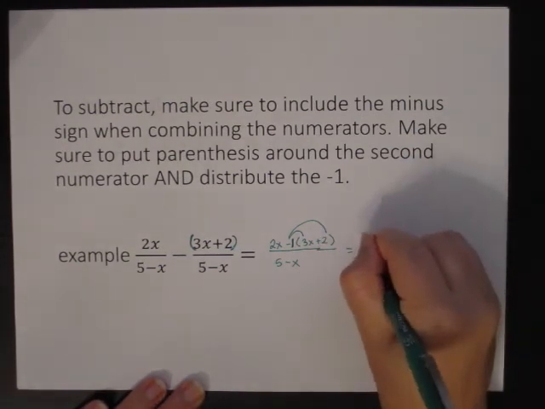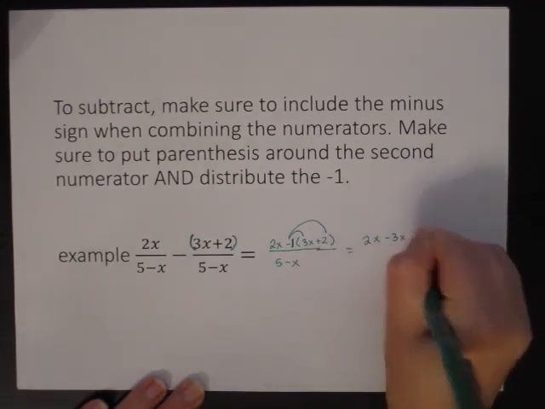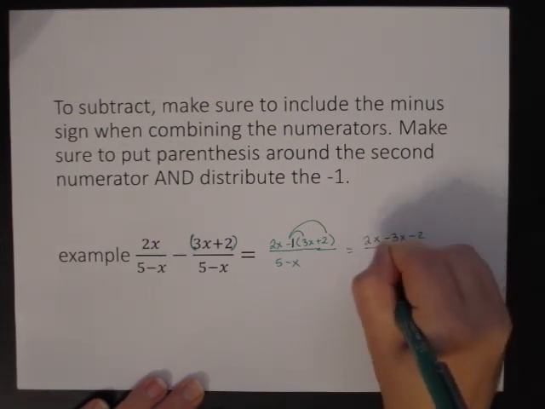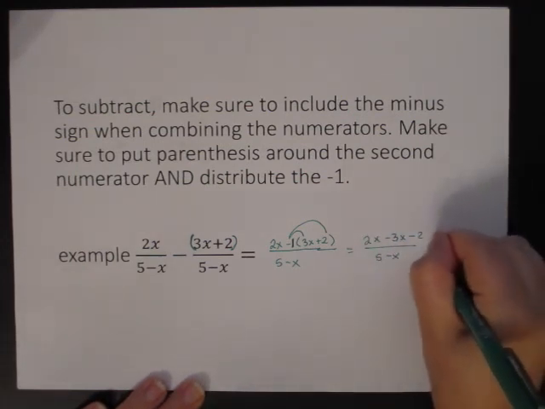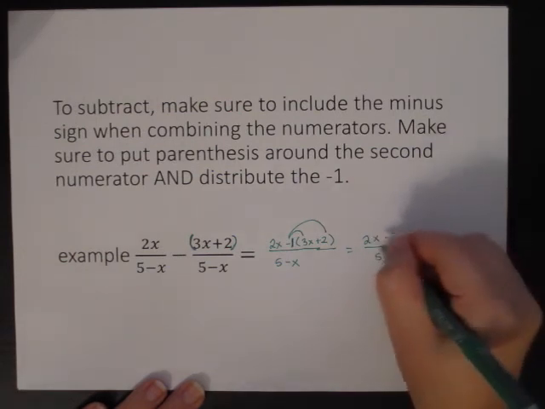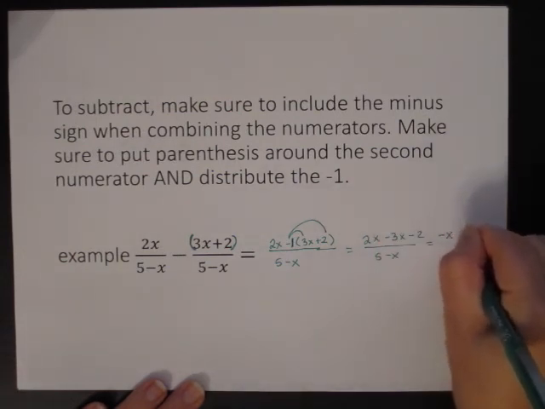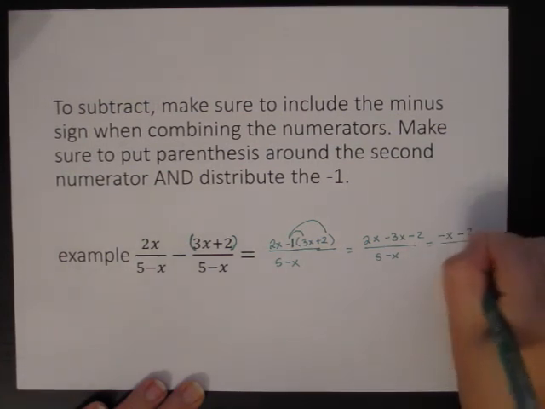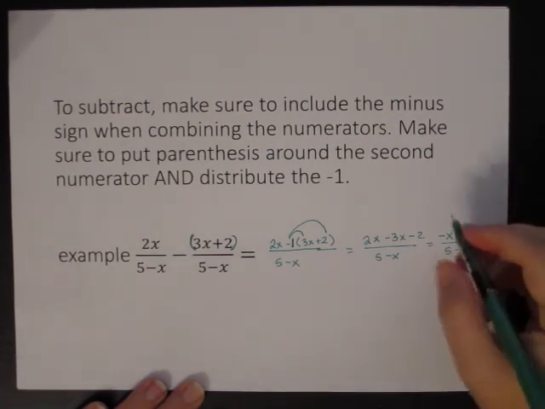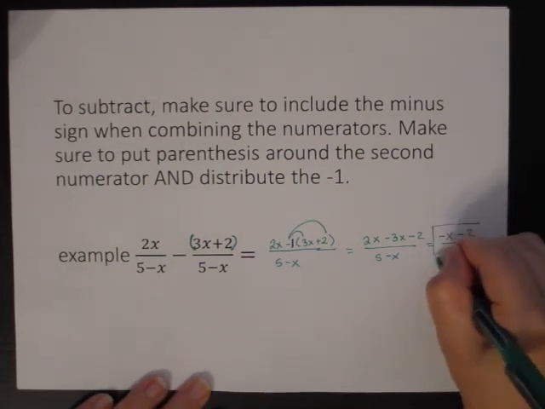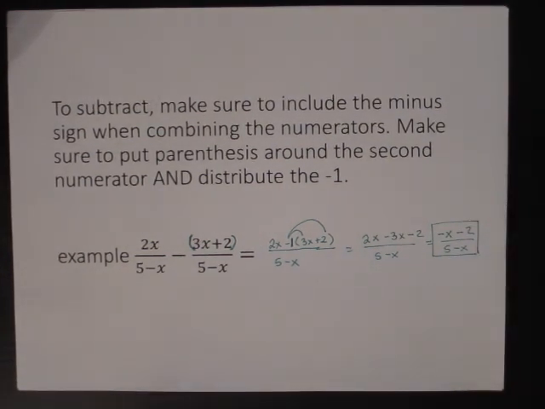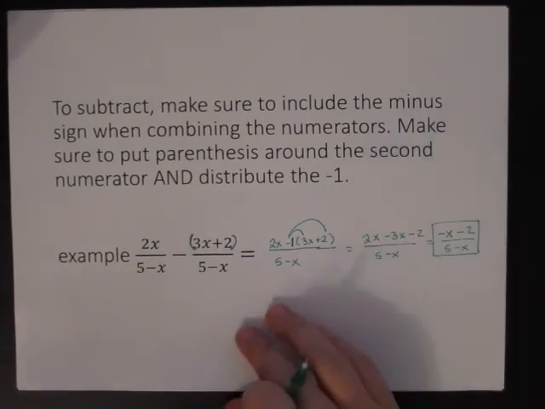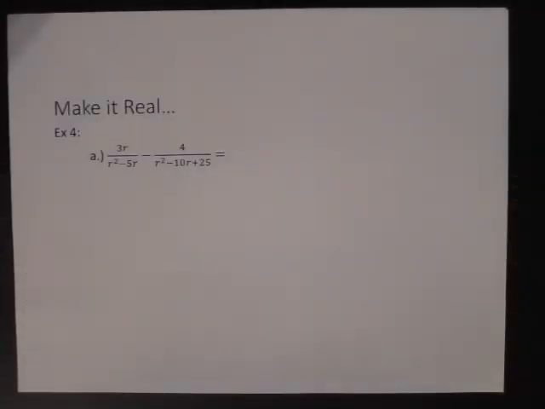So if I clean this up, I've got 2x minus 3x minus 2 over 5 minus x. I continue to clean this up and combine my like terms, so I've got negative x minus 2 over 5 minus x. Then I look to see if I can cancel anything out. I cannot, so there's my answer. So the big difference between addition and subtraction is you have to distribute the negative 1 to whatever your second numerator is. Okay? So let's make this real.